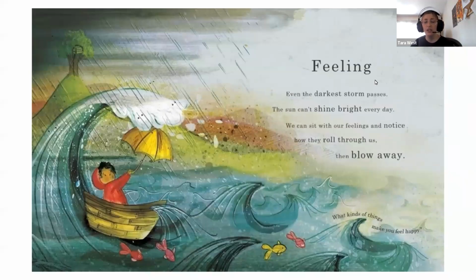I had already mentioned that we've got "feeling" as our brightest, biggest word that draws the most attention to our eyes. Then we should see "blown away" as the next biggest chunk of words. And this might be debatable, but it looks like this question at the very end is actually the smallest font. So the words read: feeling even the darkest storm passes. The sun can't shine bright every day. We can sit with our feelings and notice how they roll through us, then blow away. What kinds of things make you feel happy?